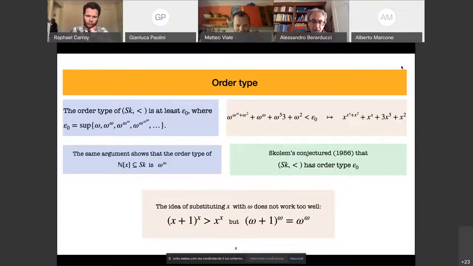So the point is that you should make these substitutions not in the ordinals, but in the surreal numbers, because we will see that the surreal numbers still contain the ordinals, and they have a notion of exponentiation, sum and product. So in the surreal numbers, this problem will not arise. Omega plus one to the omega computed in the surreal numbers is bigger than omega to the omega, as it should, reflecting the real situation.